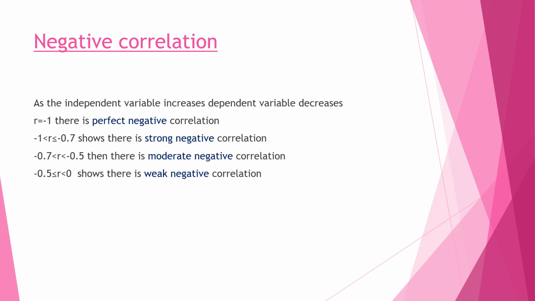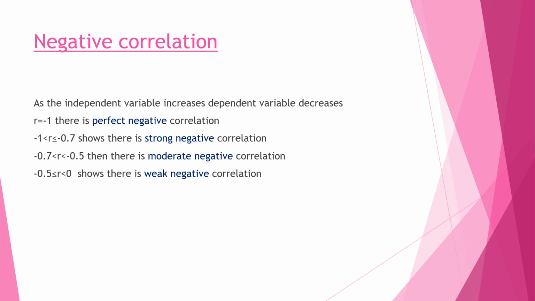Next is negative correlation. As we discussed in the case of positive correlation, here what is happening is as the independent variable increases, the dependent variable will decrease. So that means they are moving in opposite directions. So here when r is equal to -1, there is a perfect negative correlation. When r lies between -1 and -0.7, the relation is a strong negative correlation.